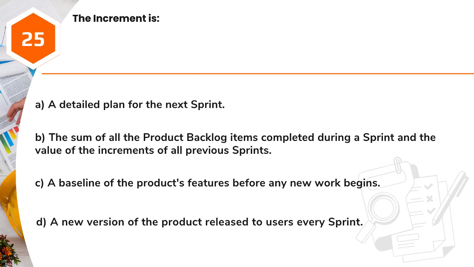Question 25. The increment is: A. A detailed plan for the next sprint. B. The sum of all the product backlog items completed during a sprint and the value of the increments of all previous sprints. C. A baseline of the product's features before any new work begins. D. A new version of the product released to users every sprint.